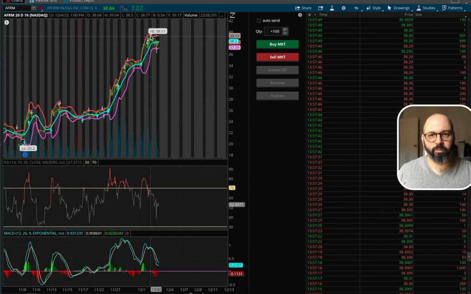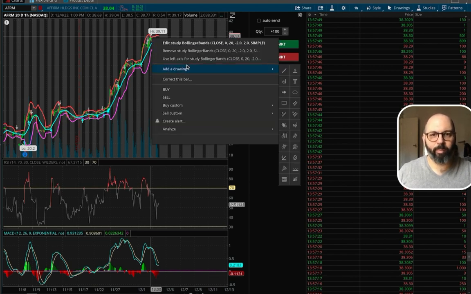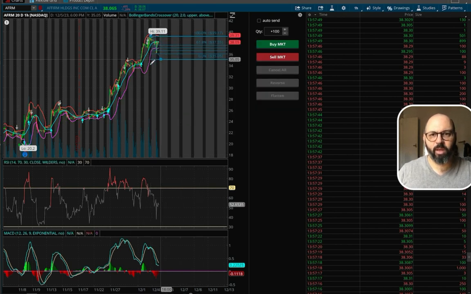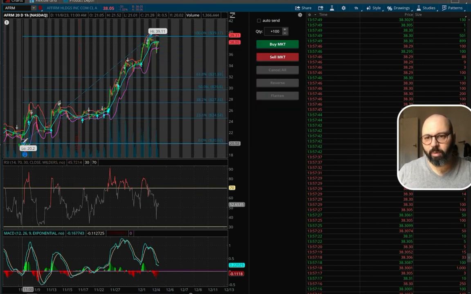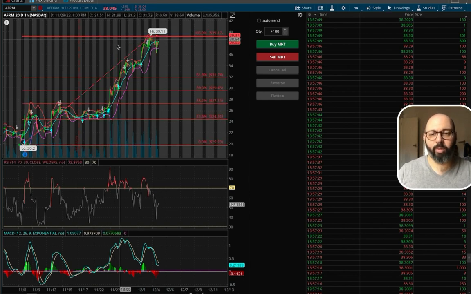So what you do is you right click and this tab opens, you hit add drawing and you go to this little percentage sign, the retracements. Now we will drag it to the most recent low, which was here, click, and it will drop. And now you have potential price targets on where this stock could go.